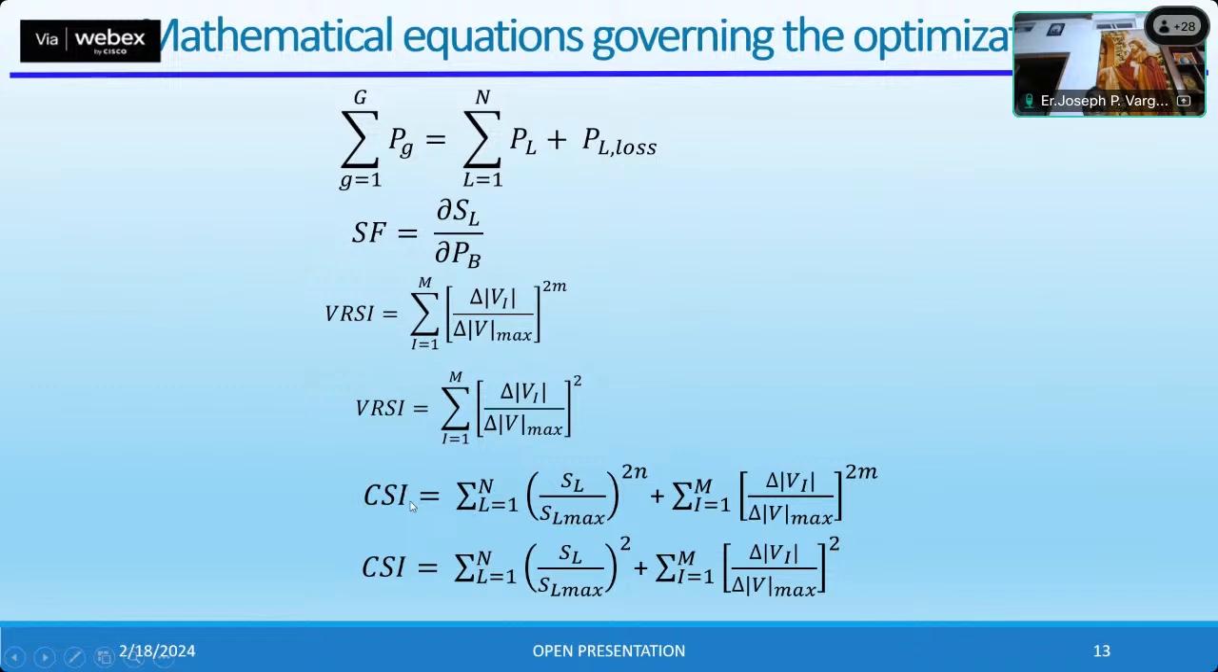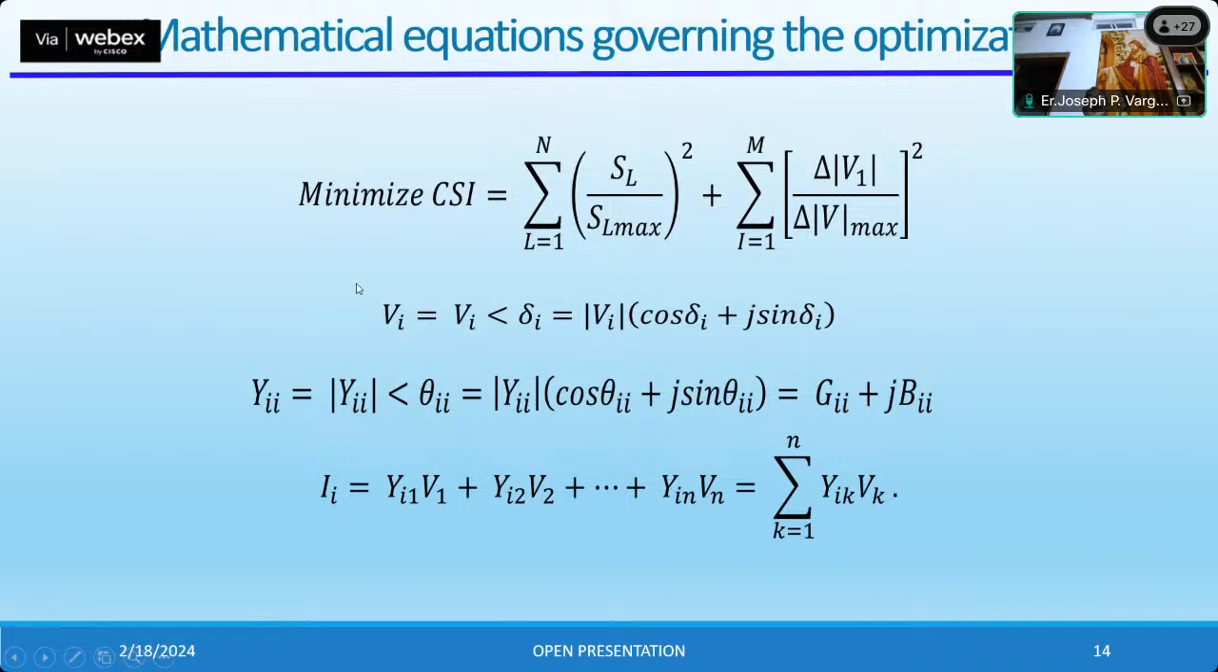And similarly, the combined severity index, that is the modified index, is the sum of the load flow based term, (SL by SL max) raised to n, plus (delta V by delta V max) raised to m. When n is equal to 1 and m is equal to 1, the equation becomes like this. That is the combined severity index. The algorithm has been modified using these two parameters. Thus, in the second algorithm, our objective is to minimize the combined severity index.